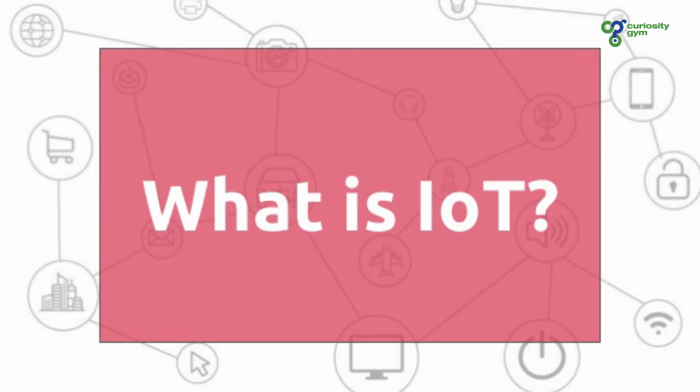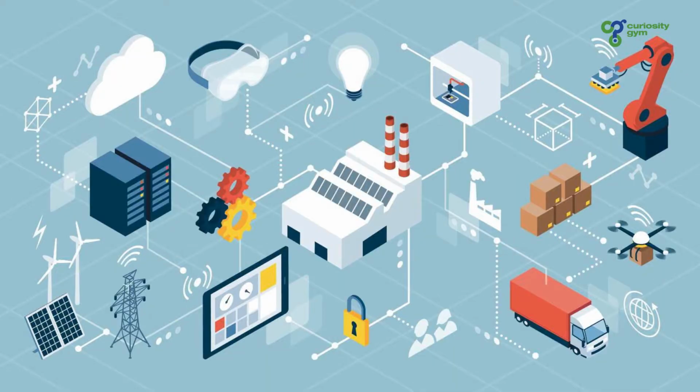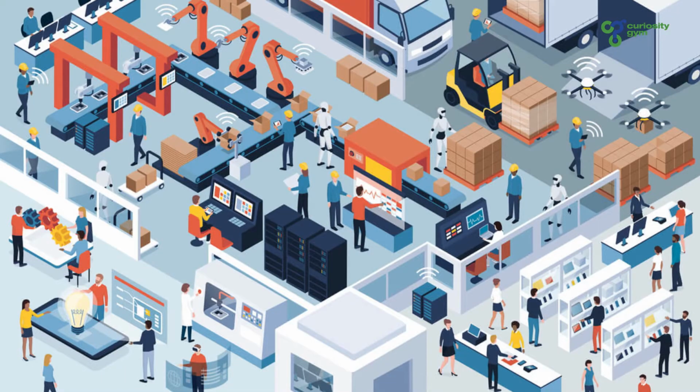We have all heard about this word IoT, but what does it really mean, or what does it even stand for? IoT is an abbreviation that stands for Internet of Things. The Internet of Things is a network of physical devices, vehicles, and other items embedded with electronics, software, sensors, actuators, and network connectivity. All of these enable objects to collect and exchange data.